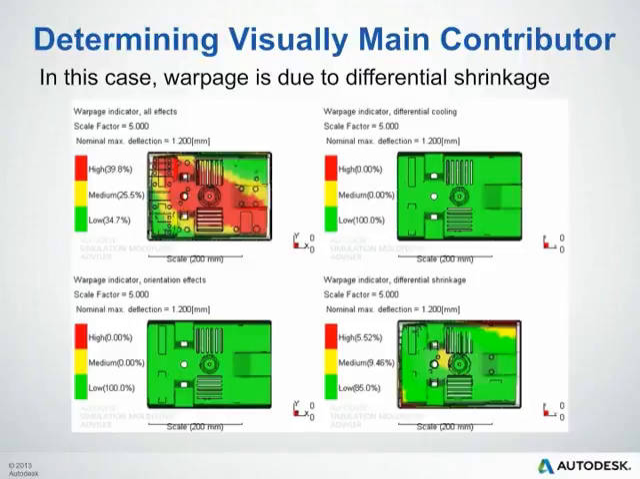So what I'll typically do is tile my results, and then I'll show my all effects in one corner, my differential cooling in another, differential shrinkage in another, and then my orientation effects. That allows me to compare each component to the overall deflection and see which one has the most impact on it. In this case, you can see the differential shrinkage is the main contributor for this part. So from here, I know I need to focus on things that'll help me reduce the differential shrinkage in my part, and that'll increase the likelihood of me fixing my issue here.